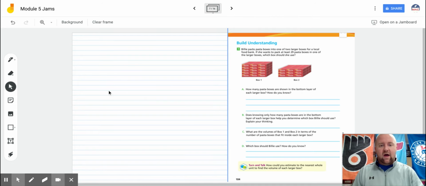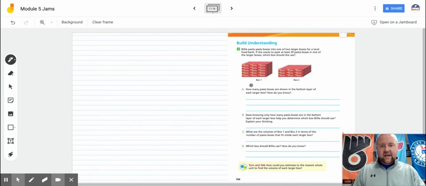So let's figure out how many are shown in the bottom layer of each. So we have 1, 2, 3 here, and it's 2 deep. So for this example, there are 6 on the bottom layer. And on this one, there's 1, 2, 3, and then 1, 2, 3.